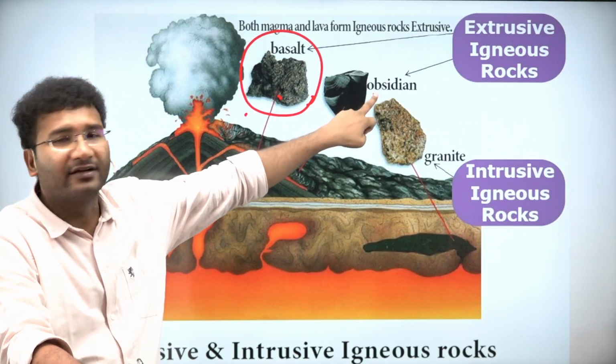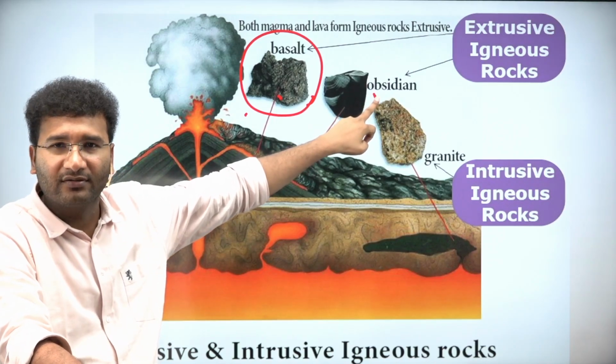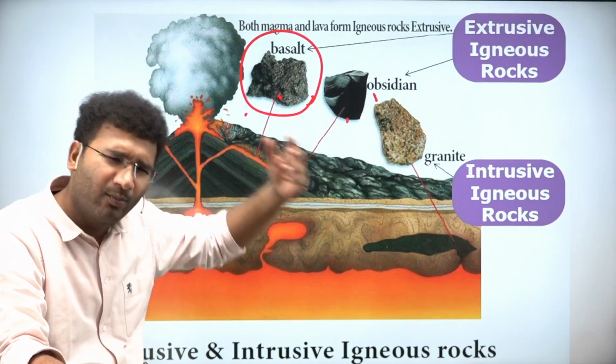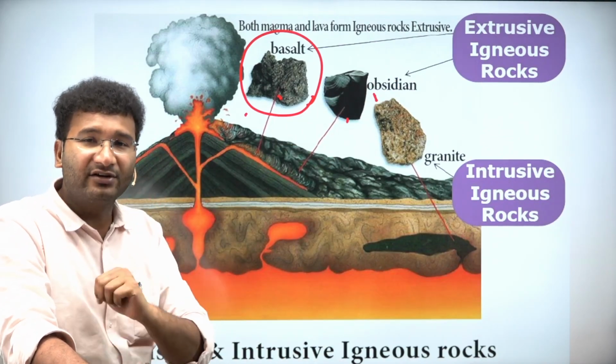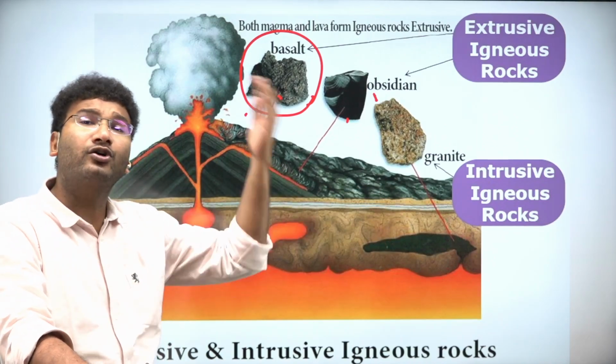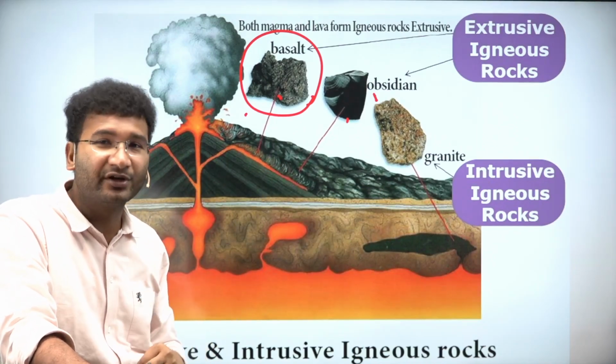Whereas obsidian is also a type of extrusive igneous rock. It also looks black in color, a lot more black. Whereas which is the intrusive igneous rock? That is granite. And there are a lot more intrusive igneous rocks. I'll be showing you them.